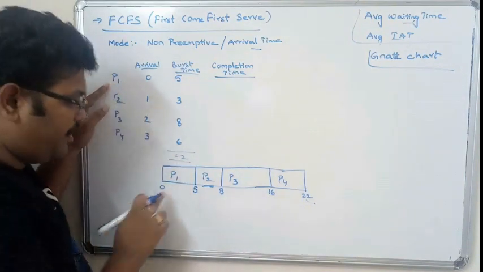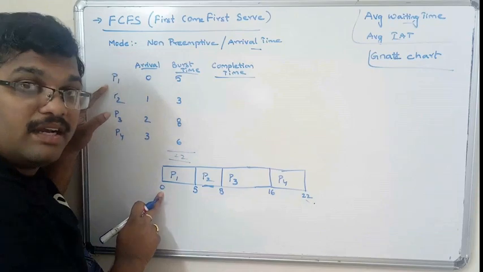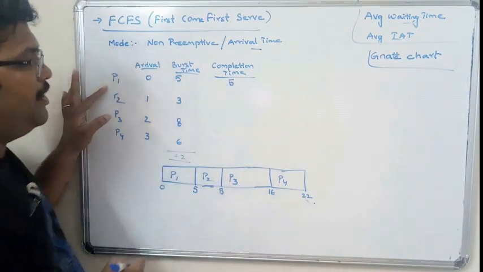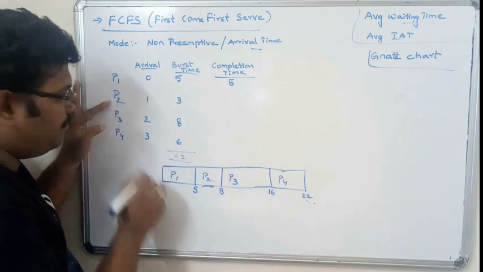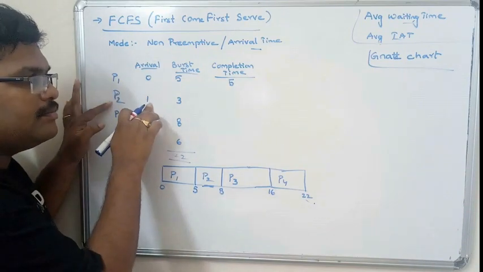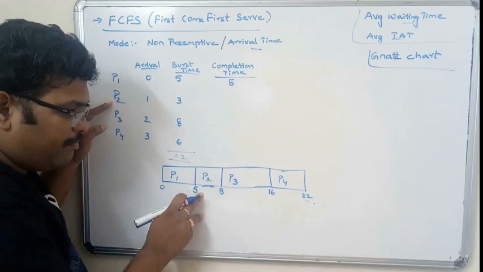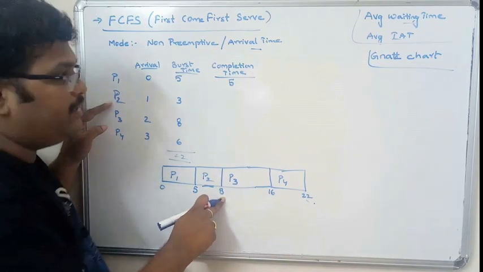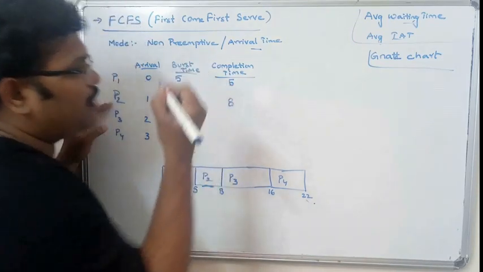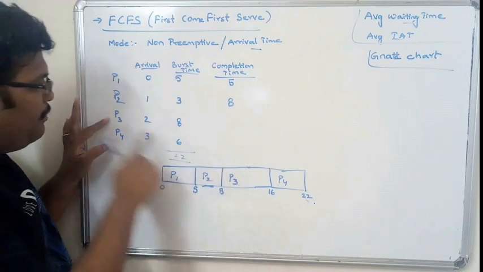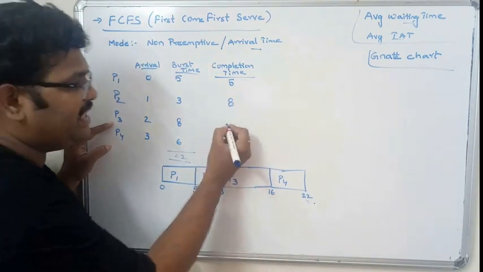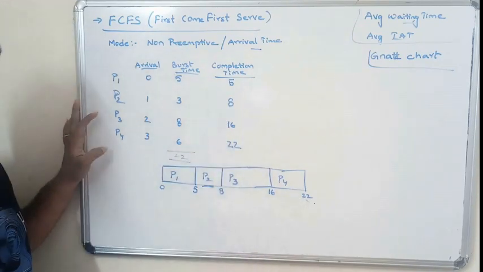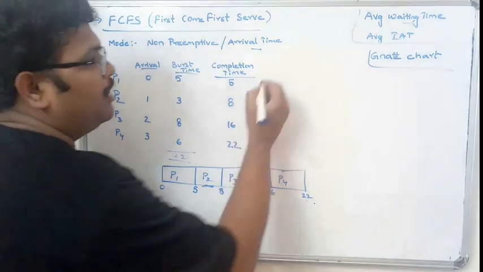So when P1 is completed, P1 starting time is 0, completed at 5. So P1 completed at 5. What about P2? Arrived at 1 but waited for some time. It started at 5 and completed at 8. So completion time of P2 is 8. Completion of P3 is 16. Completion of P4 is 22. This is the completion time.